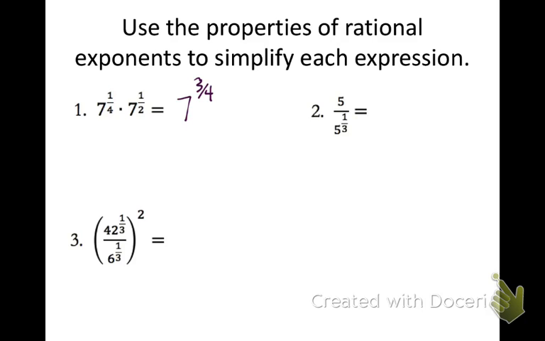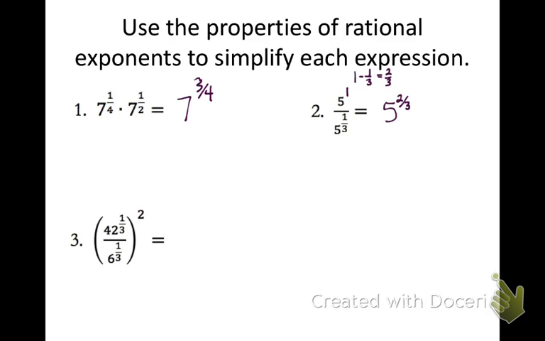Problem 2, same thing again, we have common bases, it's both a base of 5. The exponent on our top 5 is a 1. And whenever we're dividing common bases, we subtract our exponents. So we're going to take 1 minus 1/3, and we get 2/3. So this would be 5 to the 2/3 power.